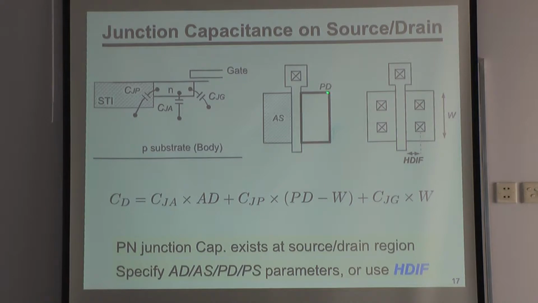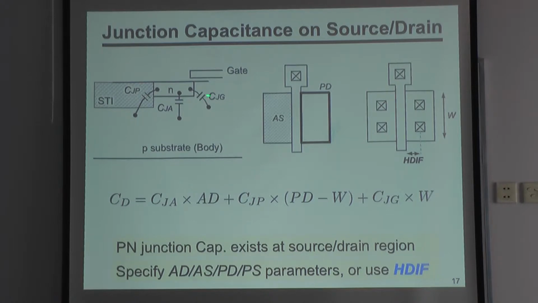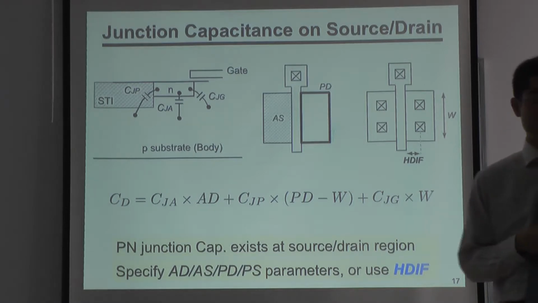And so we have AD, AS, PD, and PS, meaning area of drain, area of source, peripheral length of drain, and peripheral length of source. And with these parameters and these capacitance values, the SPICE simulator automatically calculates the total capacitance and calculates the delay. So in each transistor you have to input these values, but it is sometimes very troublesome.